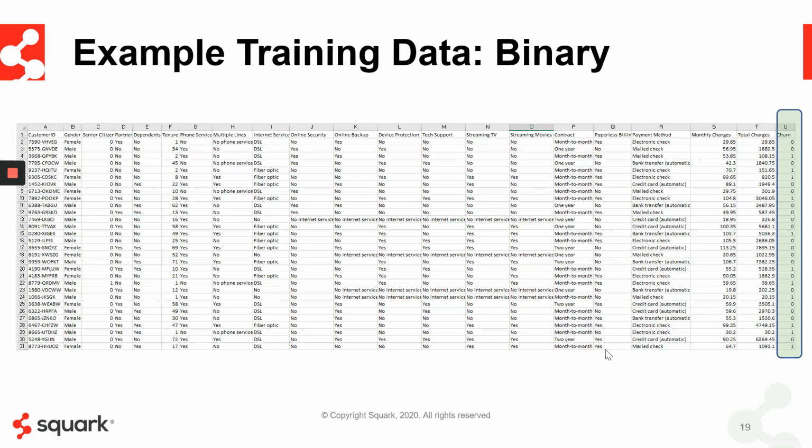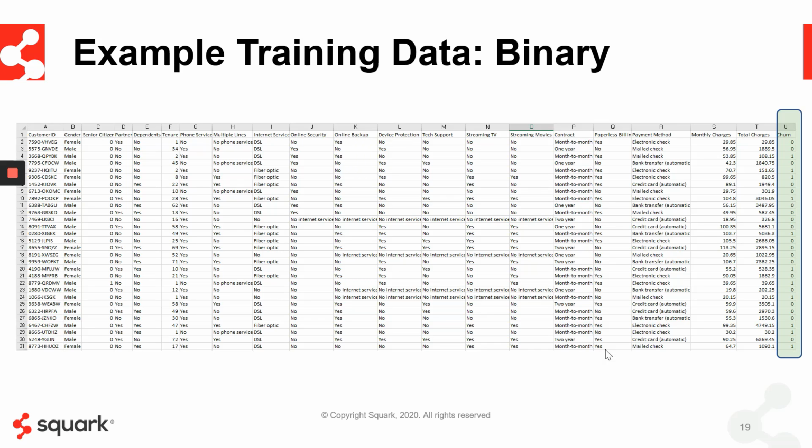And you can see whether she has phone service, device protection, tech support, streaming TV. You can see that she has a certain type of contract, the way she pays, her billing, the monthly charges and her total lifetime charges. And then the most important, arguably, piece of training data is that labeled column. And that column in this case is the churn column.